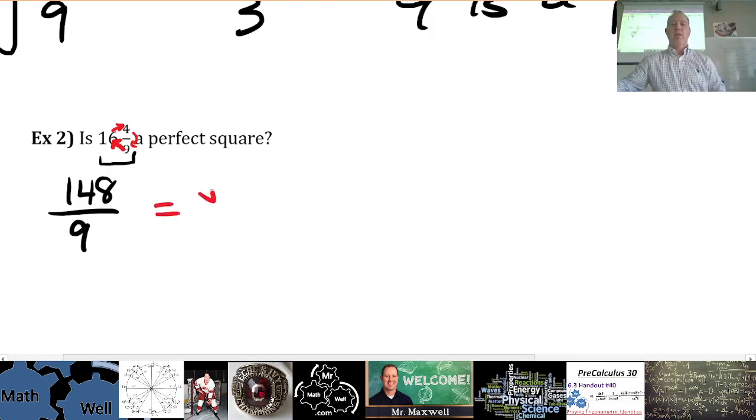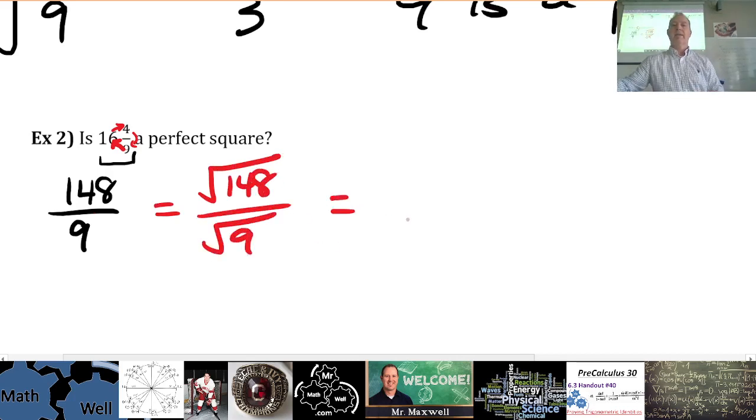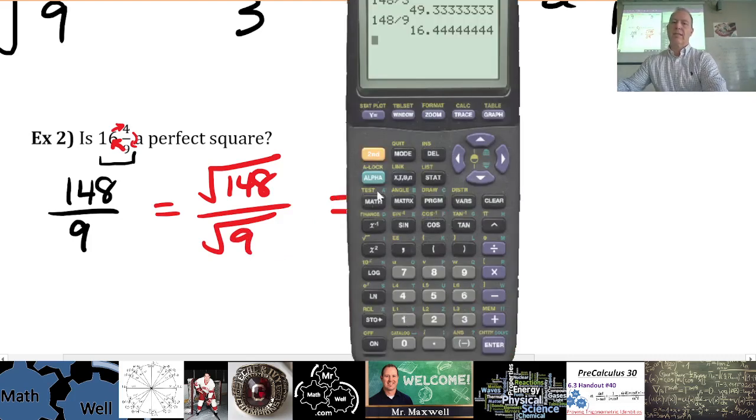So let's check. Root 148. Is that a perfect square? No. I know 9 is. That's a perfect square. But root 148, is that on our list? Okay, some of you are saying no here. Let's just check it out.